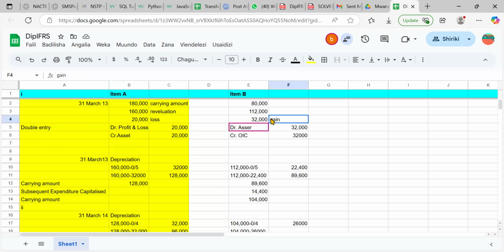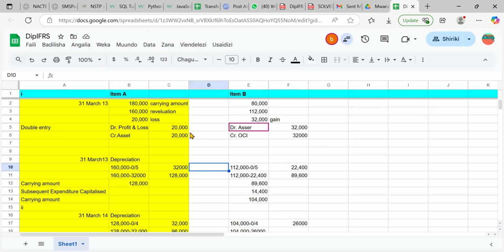And for this side here, it's a revaluation gain. So it shows that the asset has gone up in value. And since the asset is a debit nature, you debit it. Very good. And on the credit side now, it's a revaluation gain, which goes to other comprehensive income, OCI.